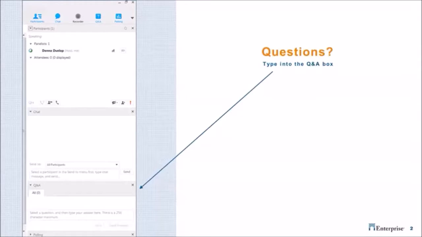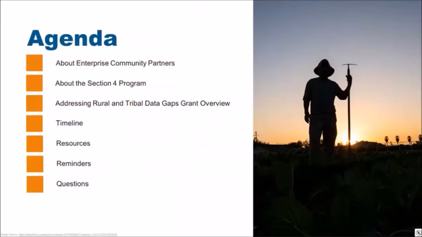So now let's move on to just cover the agenda for our presentation today. We're going to give you a little background on who we are, Enterprise Community Partners, and about the Section 4 program. We will give you an overview of the Addressing Rural and Tribal Data Gaps Grant. We will talk through the timeline, provide some resources, give you some general reminders as you are filling out the application, and then, at the end, take your questions.